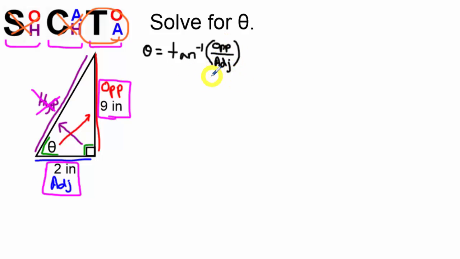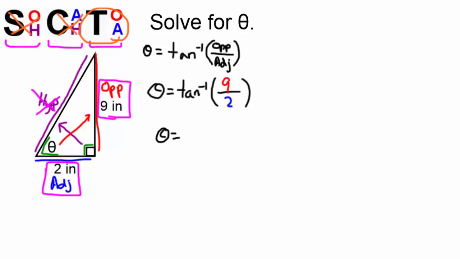Let's rewrite this formula, and this time we're going to write the measurements in the formula. So we have theta equals inverse tangent, and then in the parentheses we have our fraction. In the numerator we need to use the opposite measurement, which is the 9 inches, and in the denominator we need to use the adjacent measurement, which is the 2 inches. This is what we need to type into our calculator. And so we're going to type in exactly how it looks, tangent inverse, and then in the parentheses 9/2.